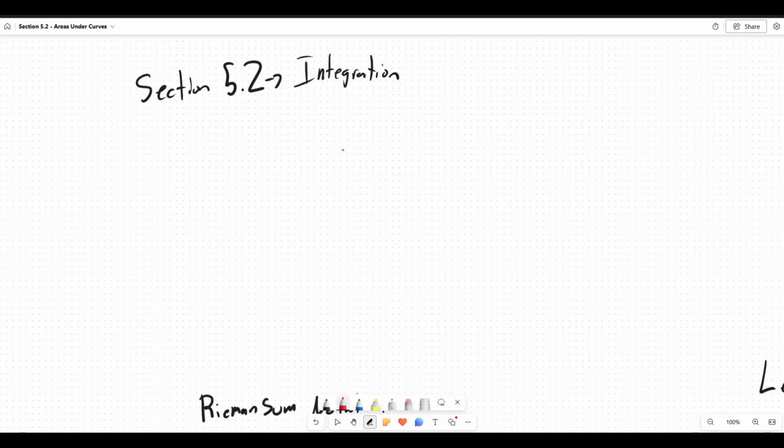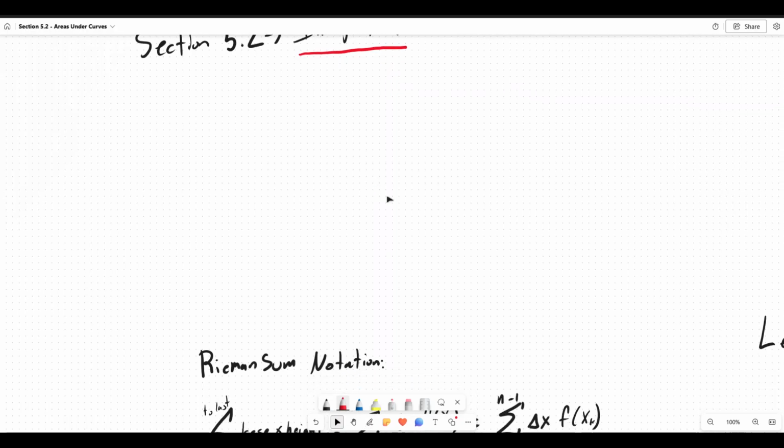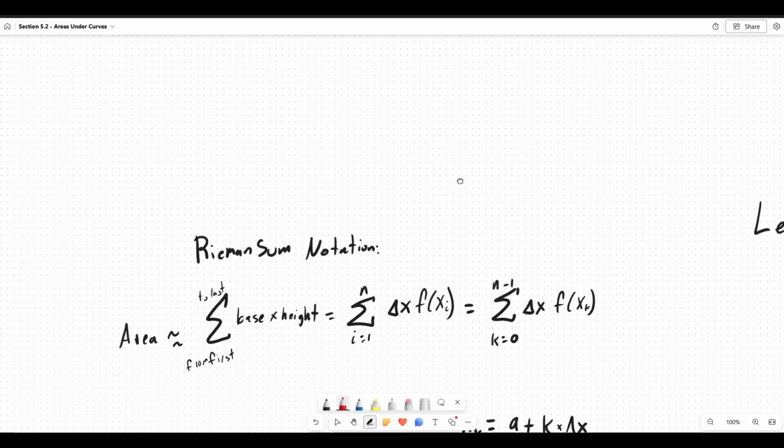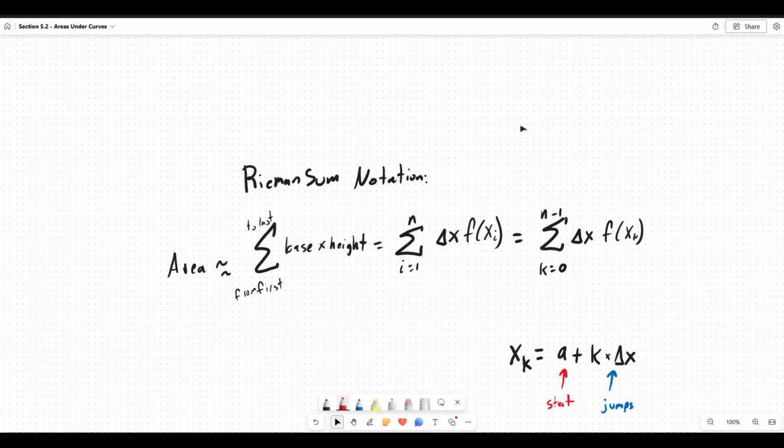Alright, sorry to leave you on a cliffhanger from the last video, but sections 5.1 and 5.2 really go hand in hand, and I didn't want to spoil any of the 5.2 stuff, but we are now ready to introduce the concept of integration. So, I want to start off by talking about our Riemann sum notation that we looked at in the last video.